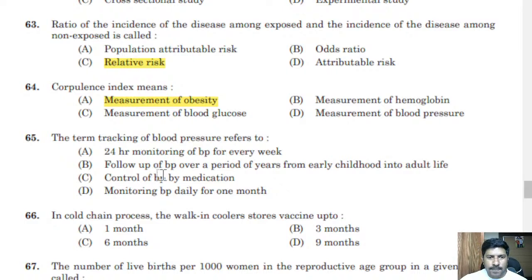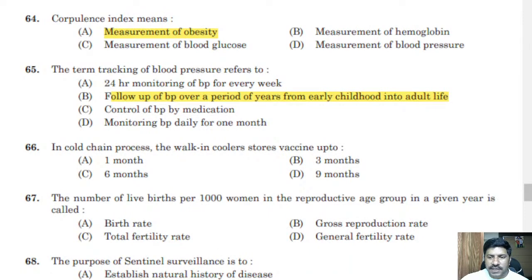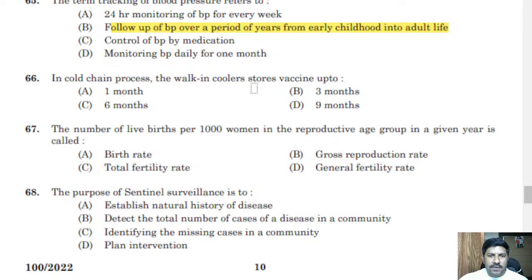Correct answer: follow-up of BP over a period of years from early childhood into adult life. The tracking of blood pressure refers to follow-up of BP over a period of years from early childhood into adult life. 66th question. In the cold chain process, the walk-in cooler stores vaccines up to 3 months.